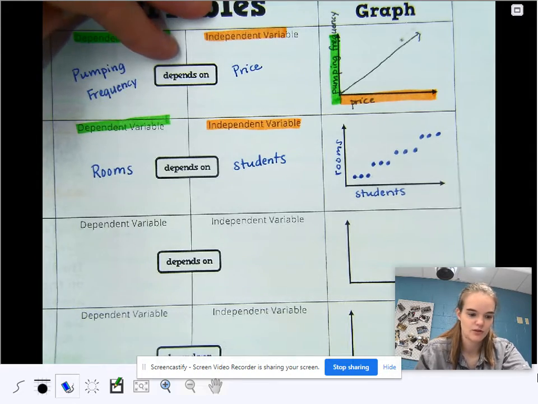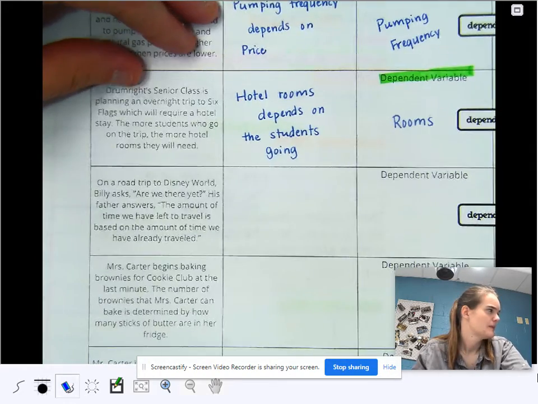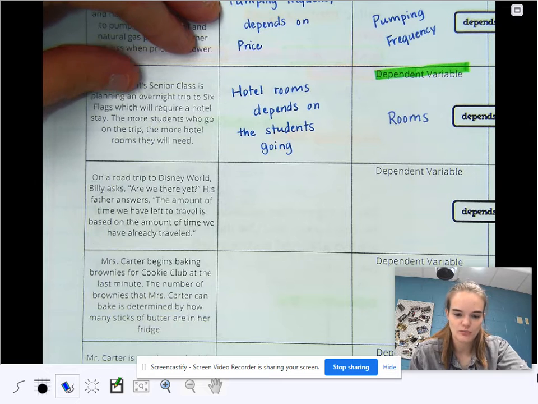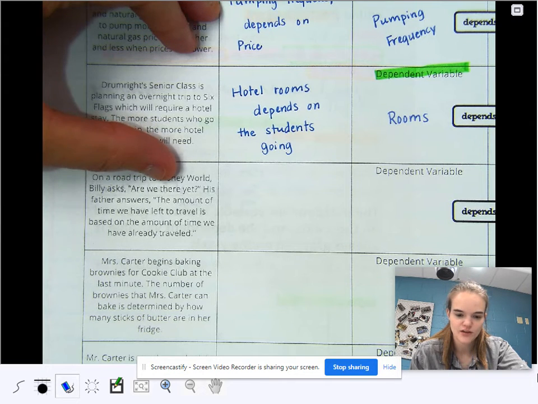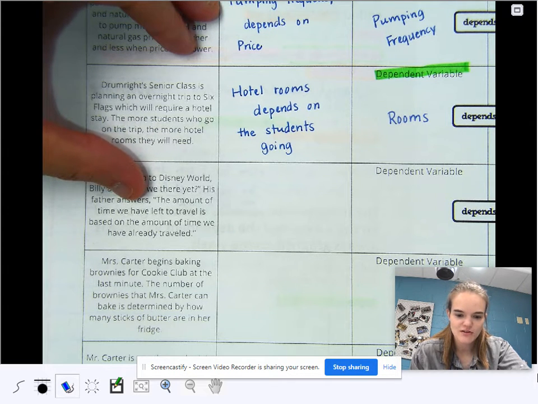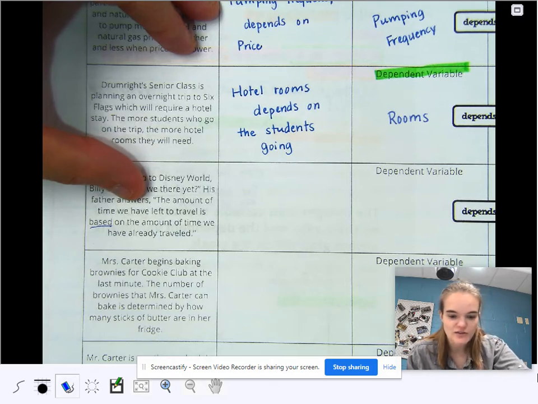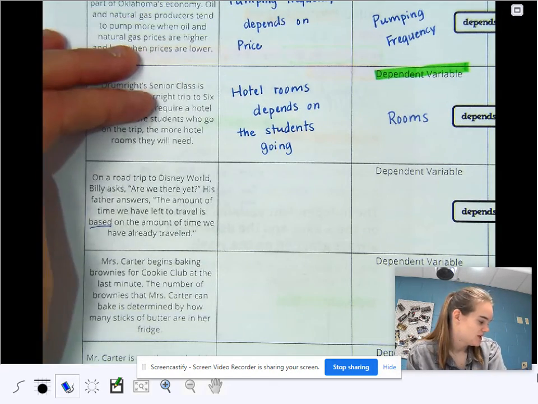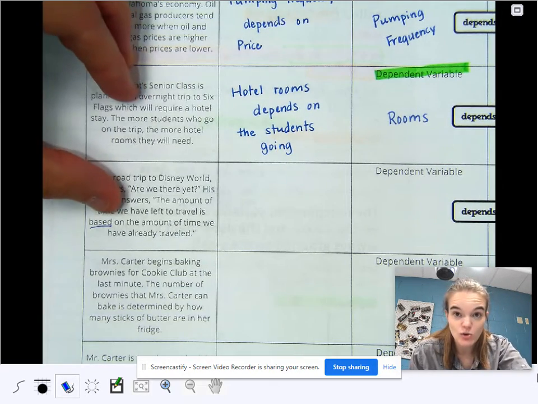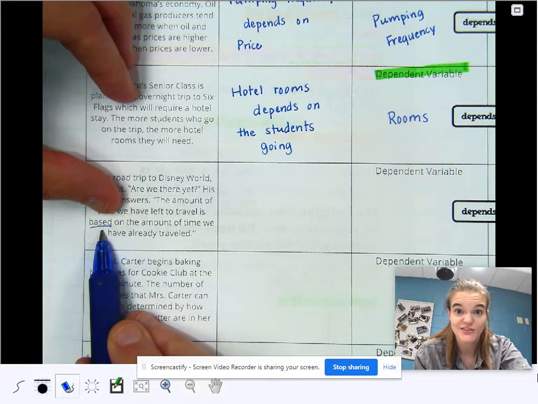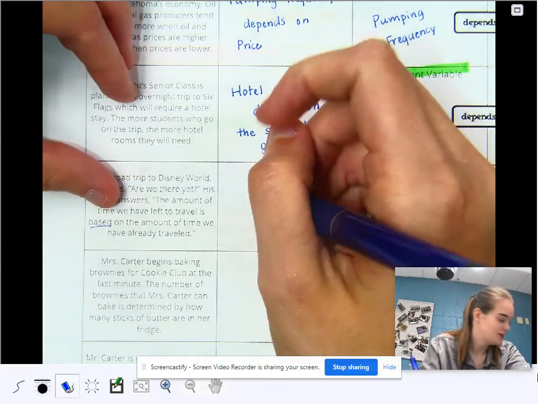All right, the next one. On a road trip to Disney World, Billy asks, "Are we there yet?" His father answers, "The amount of time we have left to travel is based on, ooh, I like that word, the amount of time we have already traveled." He already told us what the independent and dependent variable were based on the word based. Depends and based can be interchanged.